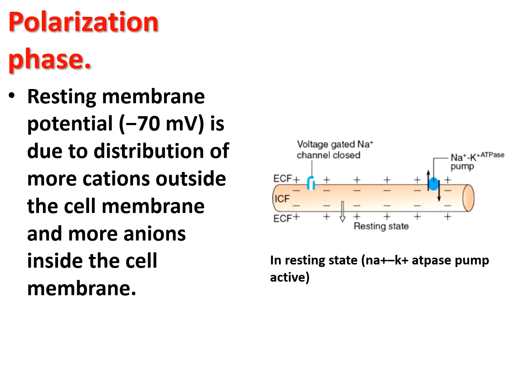Now the polarization phase, or resting membrane potential. The resting membrane potential of minus 70 millivolt is due to distribution of more cations outside the cell membrane and more anions inside the cell membrane. At this point, though the sodium is more in the extracellular fluid, it cannot enter the cell due to impermeability of the membrane.